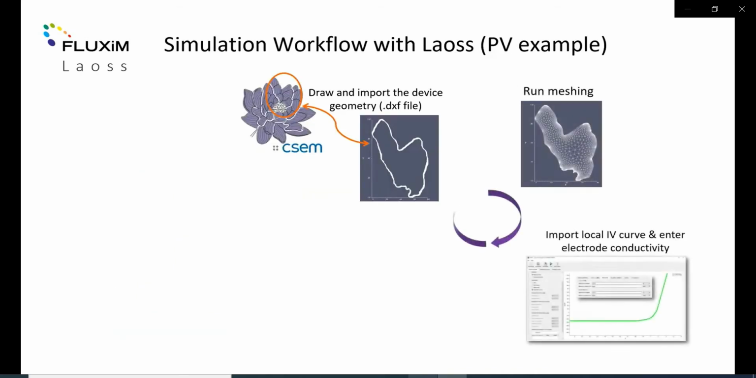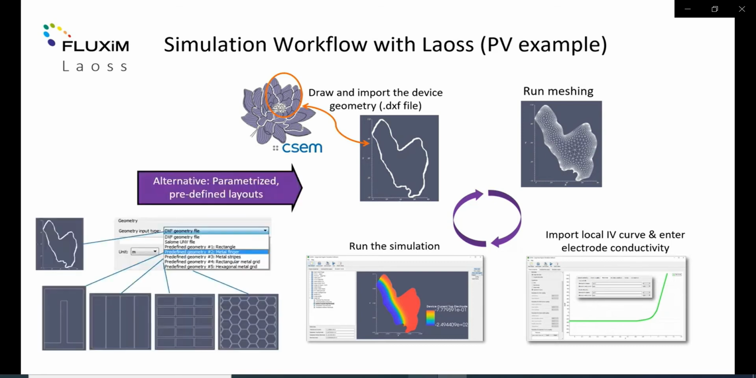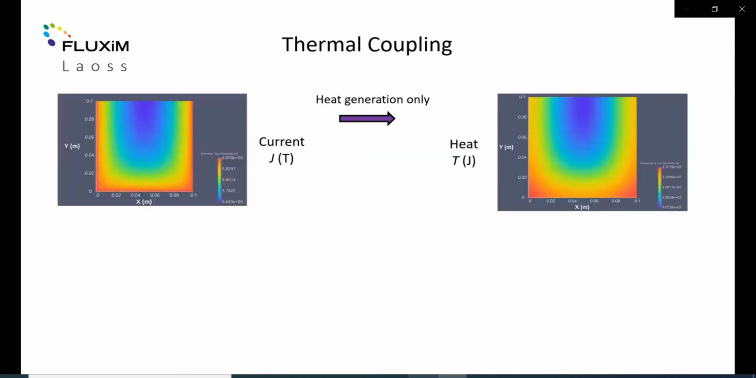You will first load the geometry, the top view of your device. LAOS will run an automatic meshing. Next, the user can define further inputs such as the coupling law and electrode conductivities. The simulation is ready to be run and the user can explore the results within a few seconds. One could now, for instance, modify the geometry and rerun the simulation cycle. As an alternative to the free-form definition of geometry by DXF file, LAOS offers a few predefined geometries that can be readily used.